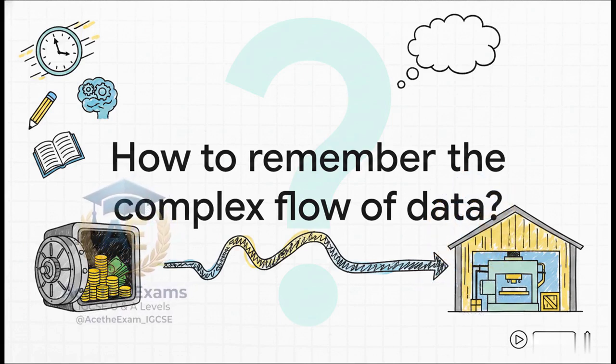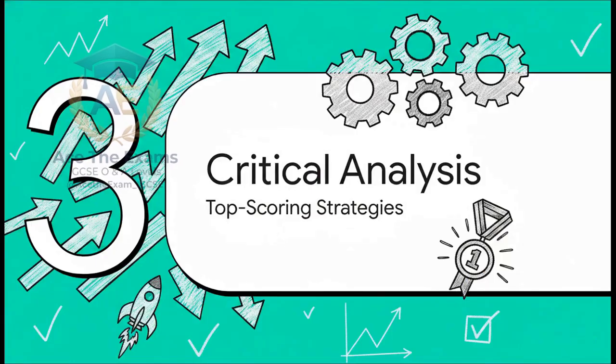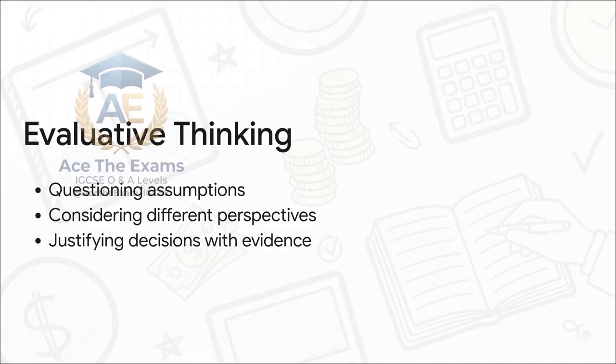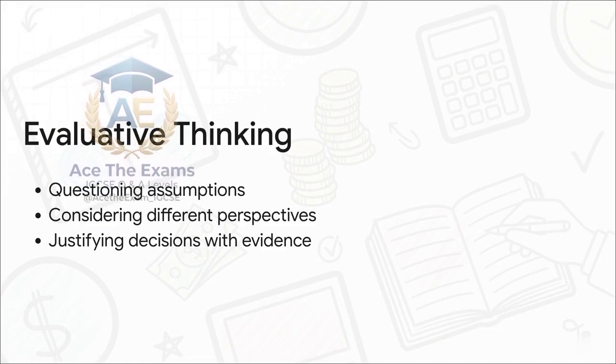Okay, let's get back to the board and tackle the heavy stuff. Section 3. Critical Analysis and Evaluation. Unlocking the top-tier marking bands. Evaluative thinking is the absolute holy grail for assessment objective 3. This is where the A stars are made.